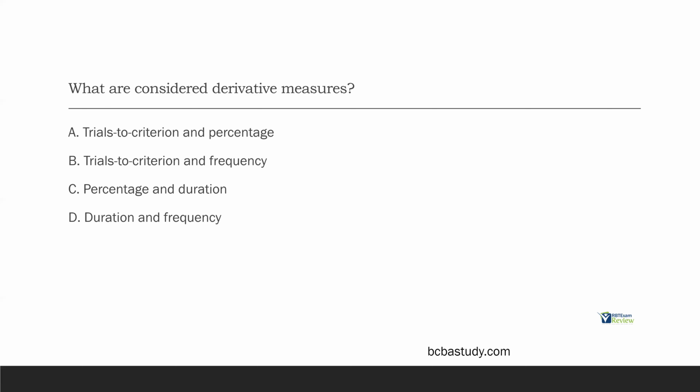Trials to criterion and frequency. Frequency is not. Percentage and duration. Duration is not. Duration and frequency. Duration and frequency are not. Which of the following are considered derivative measures? It's going to be A, trials to criterion and percentage. This is something you need to know and be familiar with.